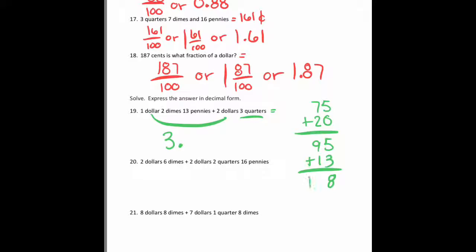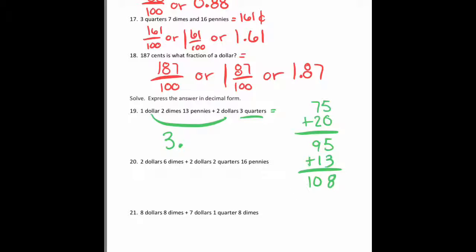Okay, let's look at this last section. We're going to express the answer in decimal form. So we're going to add $1, 2 dimes, 13 pennies to $2 and 3 quarters. Well, first let's add our like terms. So I have $1 and $2 would give me $3. But now let's add all of our coins. So I have 2 dimes, which is 20 cents, 3 quarters, which is 75. So I'm going to say 75 plus 20 to get 95. And then we're going to add those 13 pennies that are still left. So 95 plus 13 will give me 108.